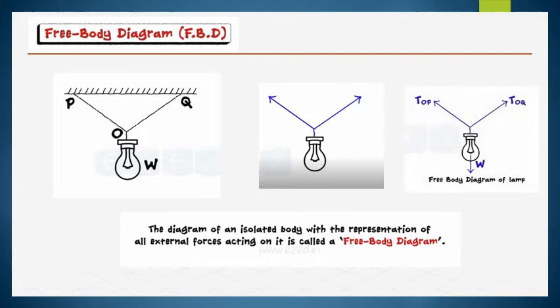So in order to analyze the forces on the lamp, what do we do? We represent the tensile forces in the cables. One side it is TOQ, another side let's name it TOP, along with the weight of the lamp. This is the free body diagram of the lamp, removing all the supports or the contact surfaces, but showing all the forces, both external as well as internal, acting on the body, is called the free body diagram.